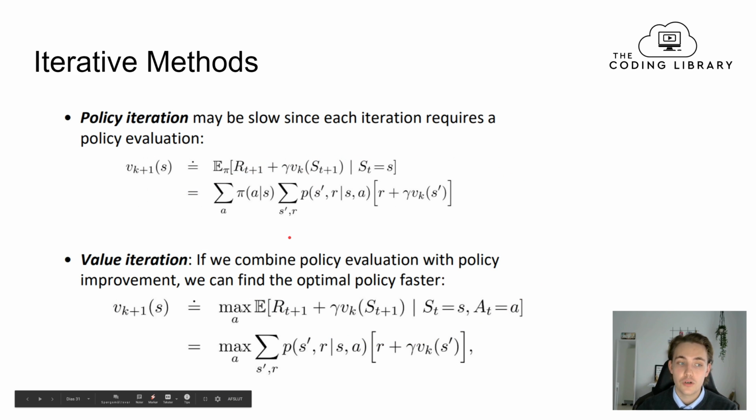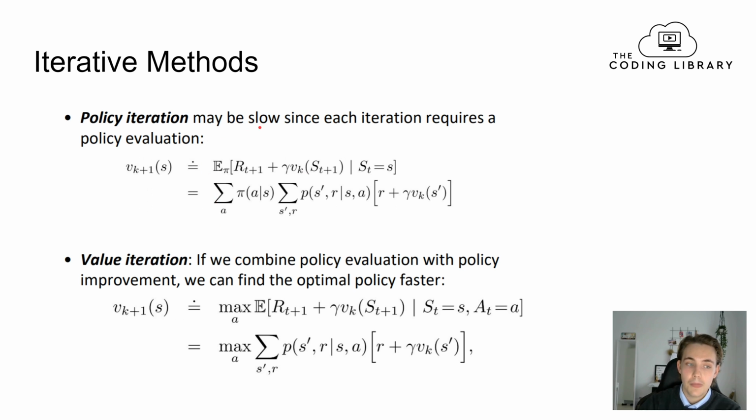So here is the mathematical equation setup for the policy iteration and value iteration. For policy iteration, it may be slow, since each iteration requires a policy evaluation. As I just showed you in the timeline, we have to iterate through all the policy evaluations, and then update our policy, and then do the thing over and over again when we're iterating.